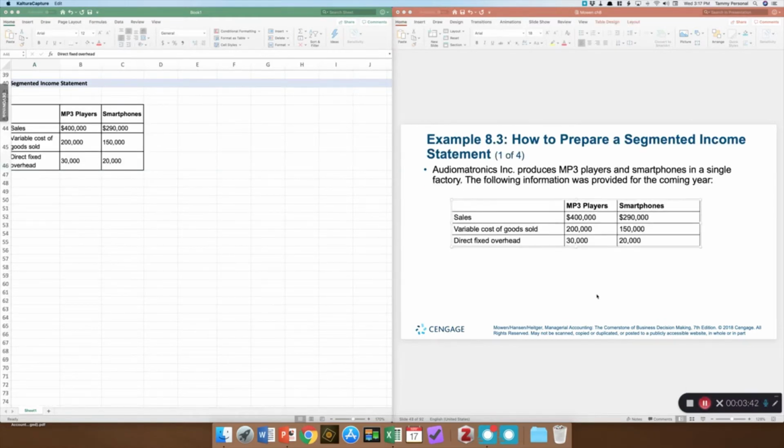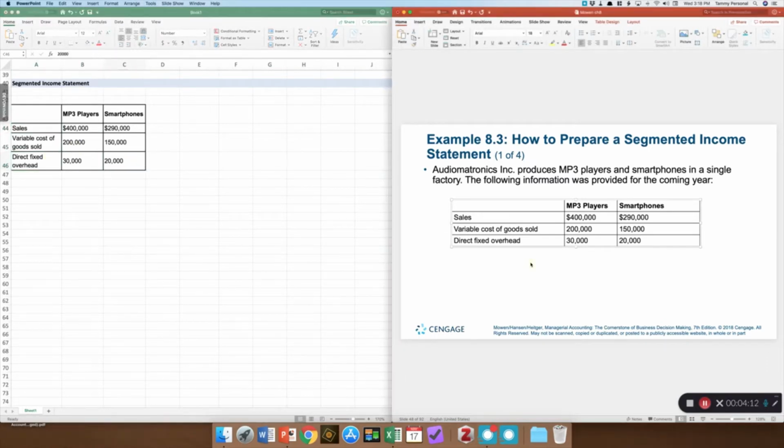Okay, so here's our example about how to prepare a segmented income statement. And I'm actually going to make you suffer through watching me do the data entry in Excel, because I want to show you how to get from this information that they give you to the actual income statement in the end, right? So remember from our budgeting practice, we had assumptions going in. So we start with sales, our variable cost of goods sold, and direct fixed overhead. And then if we go over to the next slide, we'll see the rest of the assumptions.